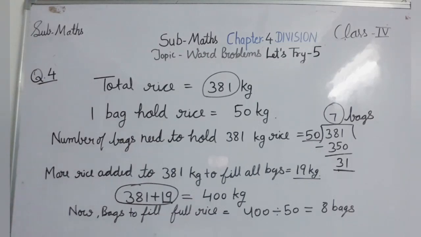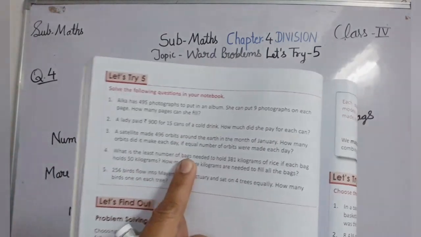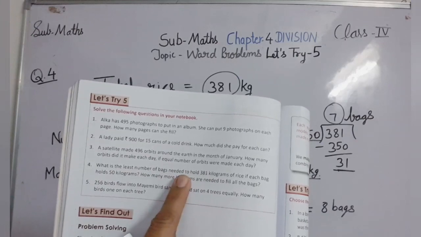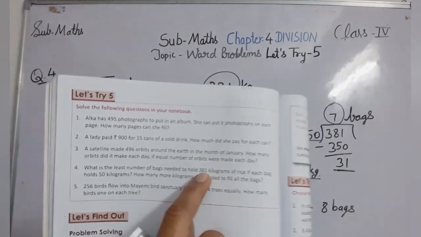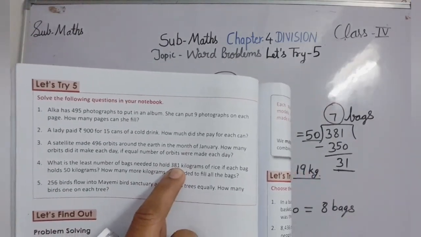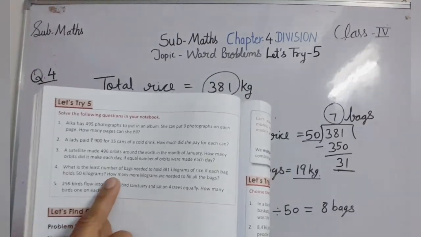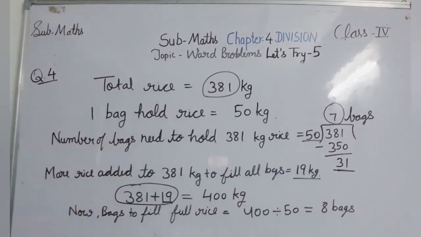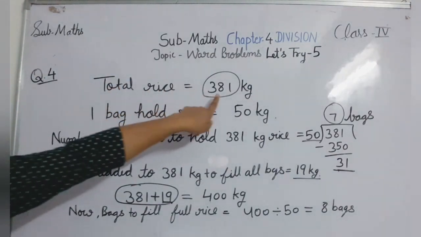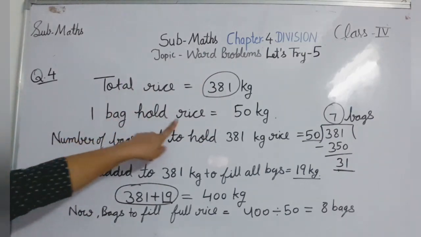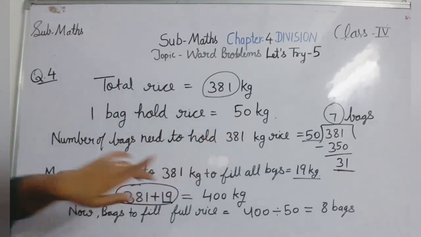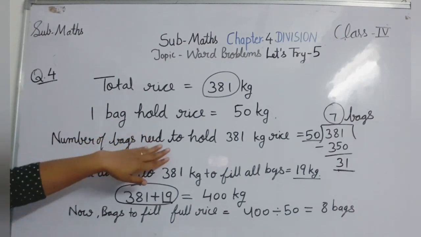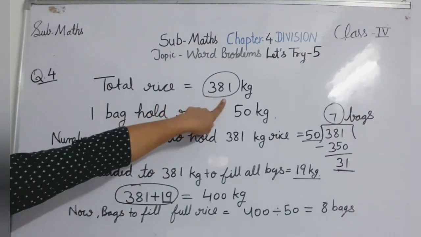Clear this one? Again I am explaining. They have asked two questions here. See here, what is the least number of bags needed to hold? This is the first question. Means how many bags we need to hold 381 kg of rice. And what is the second question? How many more kilograms are needed to fill all the bags? Yes. So first, total rice we have this. In one bag how much rice can come? 50 kg of rice. So how many bags do we need to fill 381?